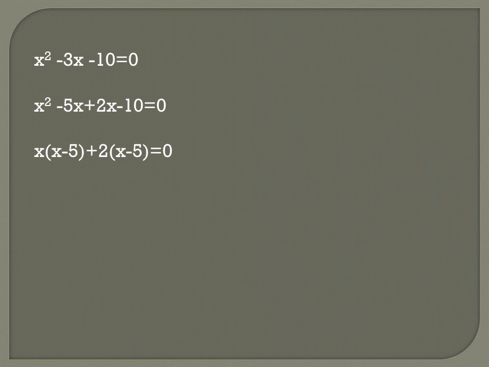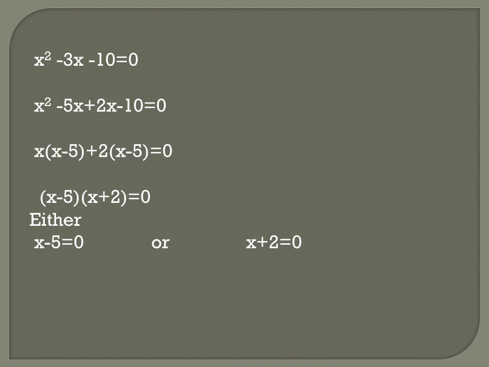From this whole equation we will take x minus 5 common and the remaining terms are x plus 2 is equal to 0. Here are two possibilities, x minus 5 equal to 0 or x plus 2 equal to 0. When x minus 5 equal to 0, it will give us x equal to 5, and when x plus 2 equal to 0, it will give us x equal to minus 2. In this way we get two values of x which are 5 and minus 2.